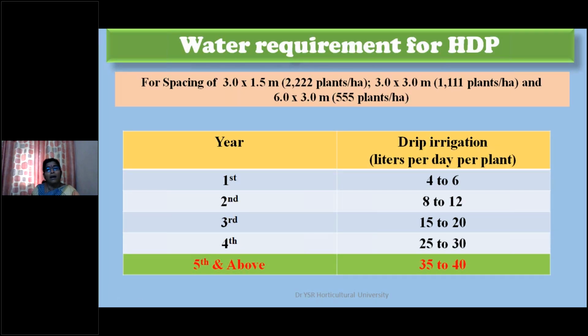Keeping this in mind, the water requirement for high density planting and ultra high density planting is different. In ultra high density planting, because we are growing the plants in closer spacing, the requirement of water will be reduced compared to high density planting. You can see in the first year after establishment, we have to apply 4 to 6 liters of water per day per plant, and it increases as the age increases. After the 5th year onwards, through drip irrigation, the water requirement is 35 to 40 liters per plant per day.